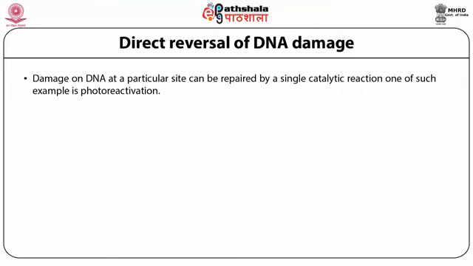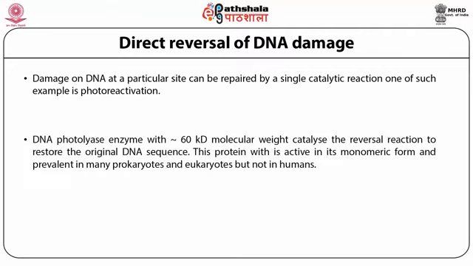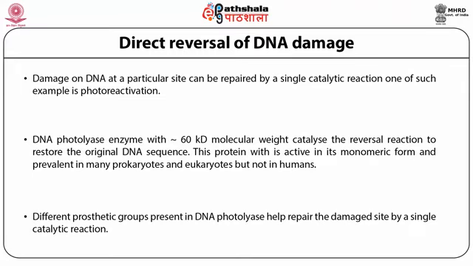In that process, an enzyme known as DNA photolyase catalyzes the reversal reaction to restore the original DNA sequence. This protein with a molecular weight of 55 to 65 kD is active in its monomeric form and prevalent in many prokaryotes and eukaryotes but not in humans. Different prosthetic groups present in DNA photolyase help repair the damaged site by a single catalytic reaction.